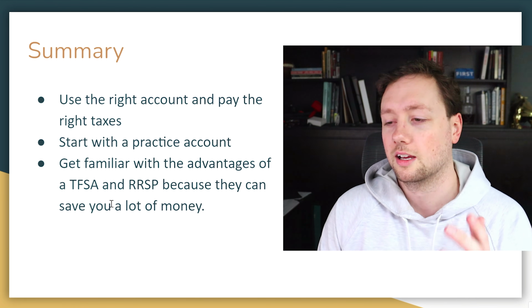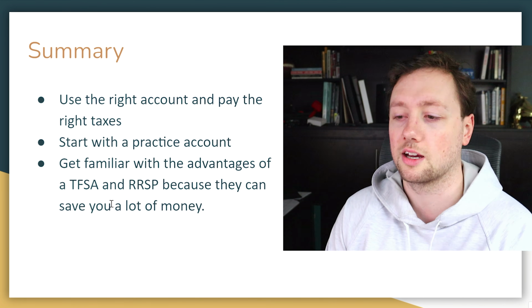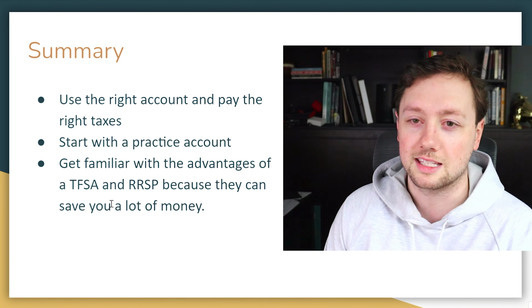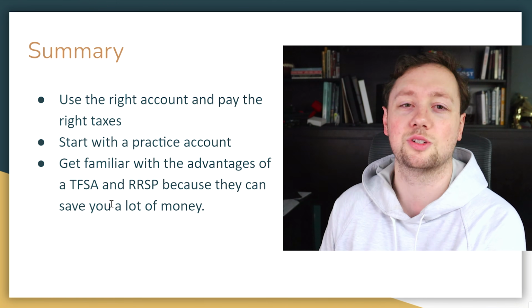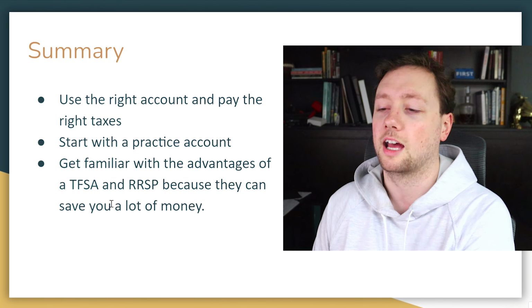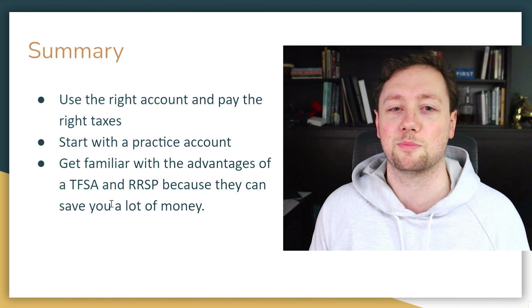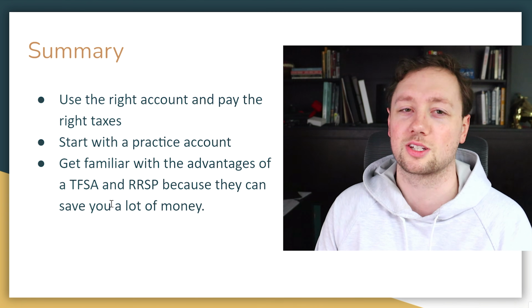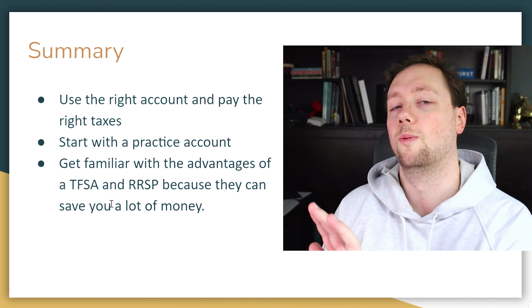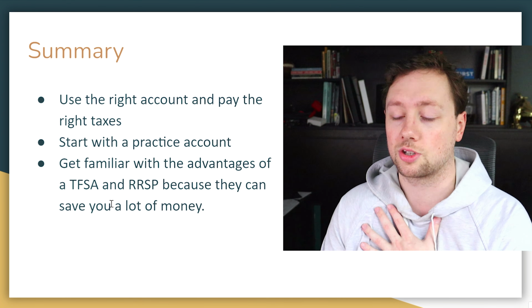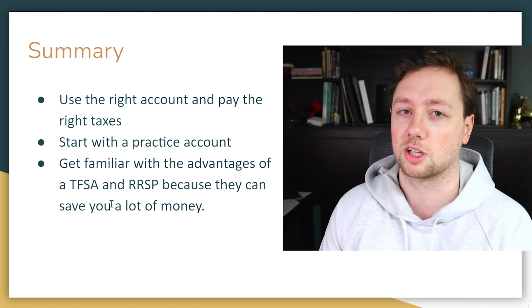And then again, get familiar with the advantages of the TFSA and the RRSP, because they can save you a whole lot of money. They can save you like $10,000 on the down payment for your house, and they can save you unlimited amounts of money if you hit it big in some of the stocks in your TFSA. So I highly recommend you become very familiar with both of those accounts, because I personally try to max out both of them as much as possible.